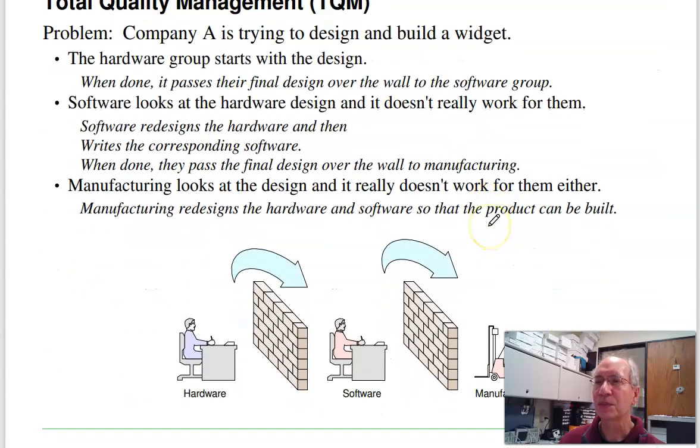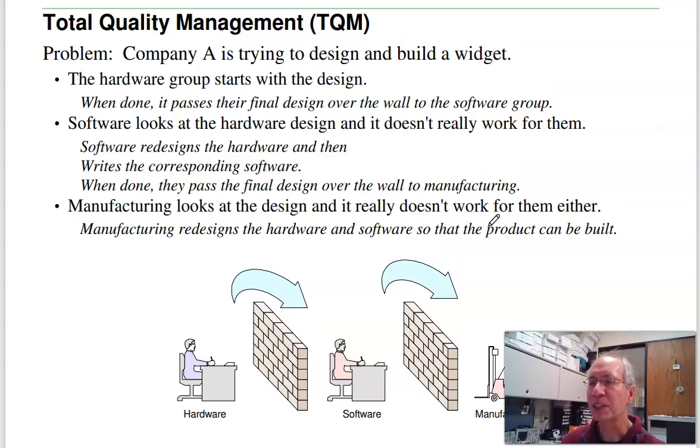That's Agile. Fourth type of project management is called total quality management. The problem that this addresses is, suppose company A is building some widget. One way to do that is have the hardware group come up with a design. When they're done, throw it over the wall, give it to software. The software group then takes the design, writes the software, throws it over the wall, gives it to manufacturing. That all sounds good on paper.